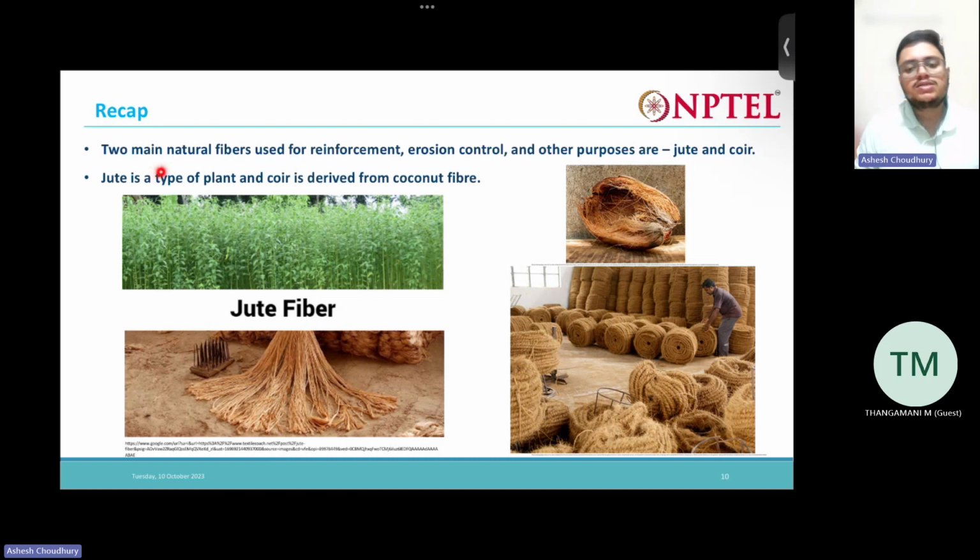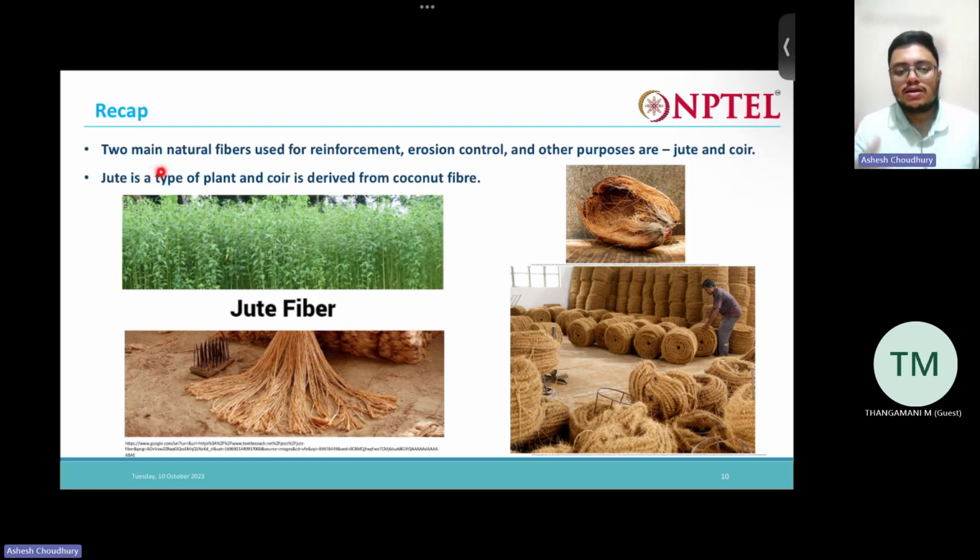Jute fiber is very common. Jute ropes are used extensively everywhere, for all purposes. Jute bags are used, and very stylish jute handbags are also available nowadays. So jute has a huge number of uses. We also have the National Jute Board in India, which is promoting the use of jute fiber as a geosynthetic.